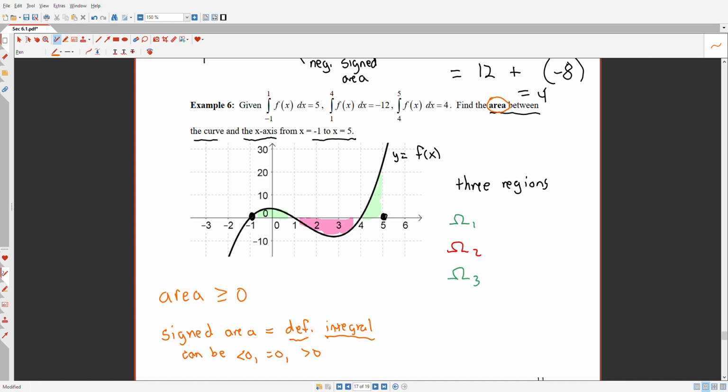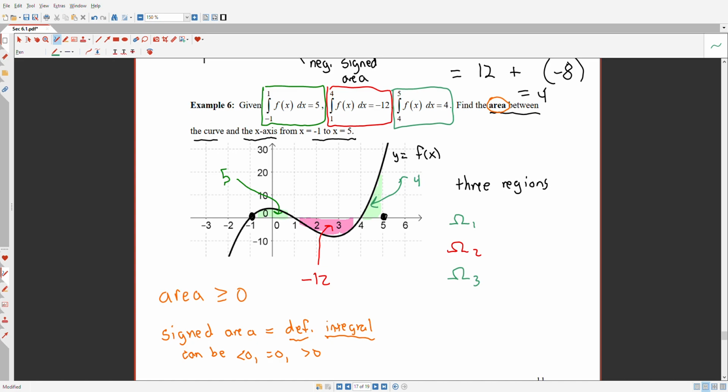So now let's go and look at this information they gave me. They first told us in the start of the problem that the definite integral from -1 to 1 of f of x is 5. What that's telling me is this little green area here, this is 5 units of area. And then they told us that the definite integral from 1 to 4 is -12. So that tells me the signed area here is -12. Right, there's where my negative rectangle heights would come in. And then lastly, this area from 4 to 5 is 4. So that's a positive area. That's for this third region, 4.